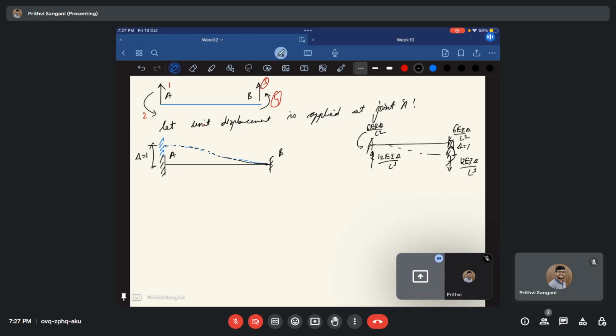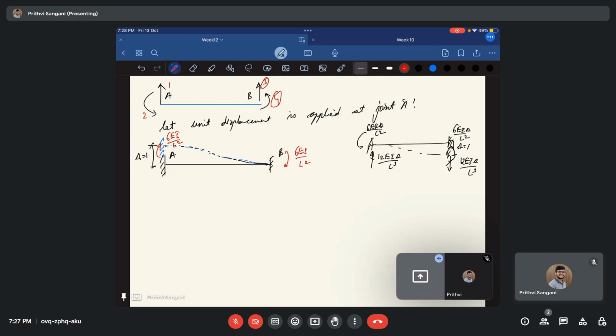Again, I don't want to repeat the same thing. So now because of this, you have a force coming like this and a force coming like this, which is 6 EI by L square. Delta is 1, so I'm not writing delta. 6 EI delta by L square, and this is again 6 EI by L square.